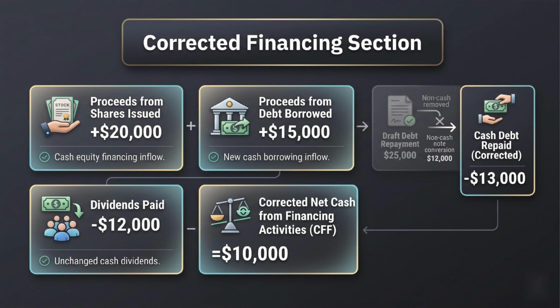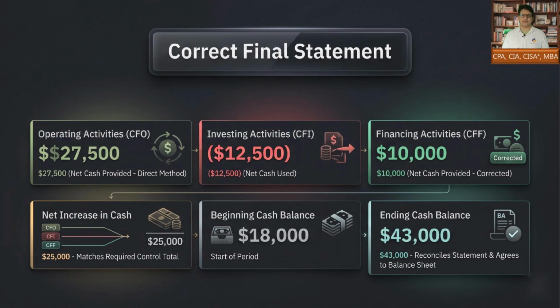This correction changes financing cash flow from -$2,000 to +$10,000. That is not a small formatting issue. That is the difference between reporting cash transactions and accidentally reporting a non-cash balance sheet movement as if it were cash. Now the corrected final statement reconciles.